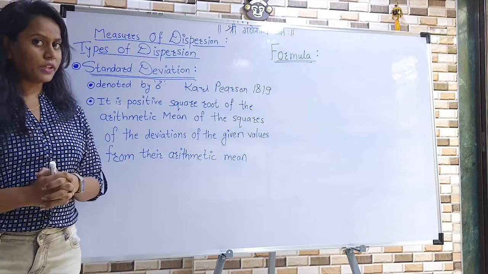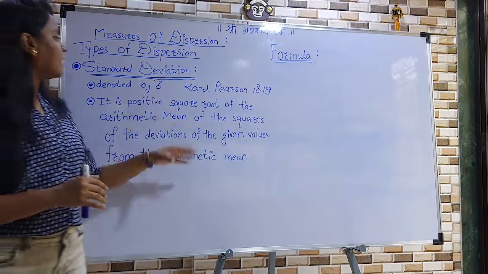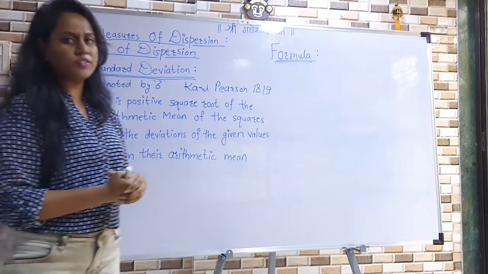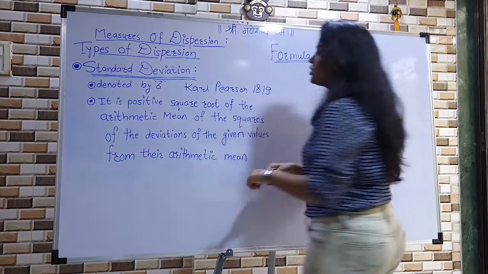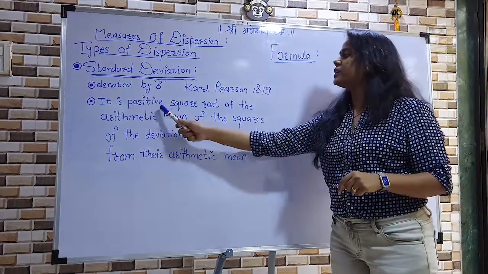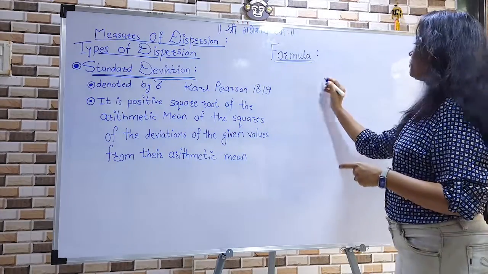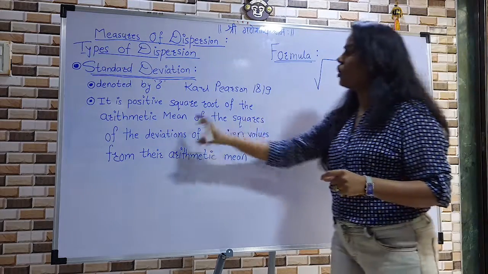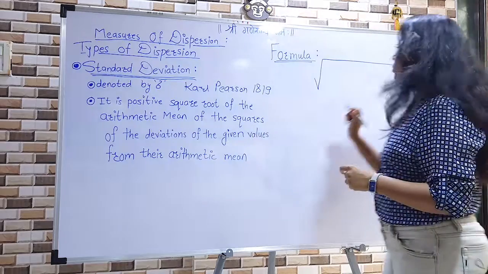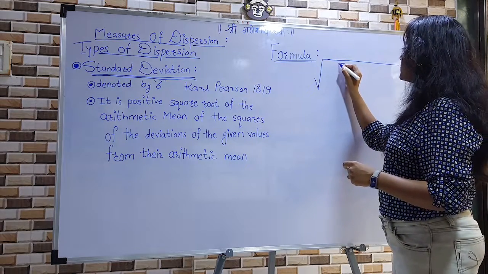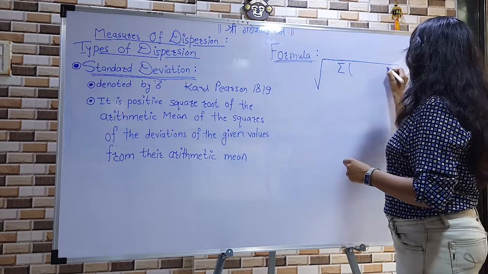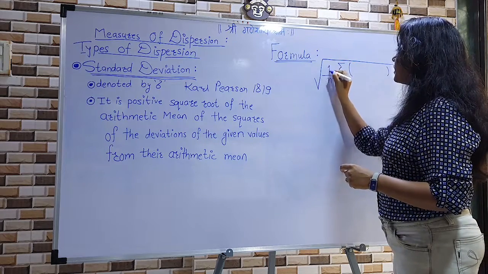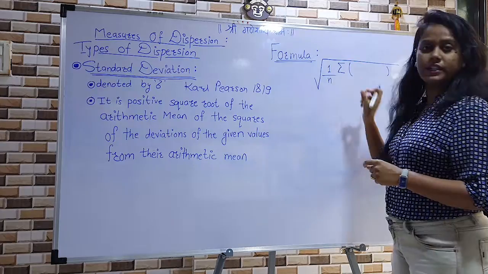Sounds complicated? Okay, so let's try to make it simpler. There is no need to memorize the definition by heart. What they have said here is that it is the positive square root of the arithmetic mean. What is arithmetic mean here? The sum of all the observations divided by the total number of elements, right? That is our arithmetic mean.